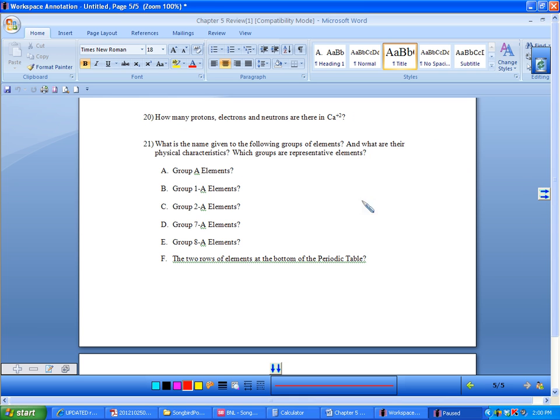So we've done part A and part B. Now we want to go to the group 2A. Those are called the alkaline earth metals. They are also conductors of heat and electricity. They're not quite as soft, so they're a little bit harder. They're shiny. They are reactive. They are solid at room temperature.